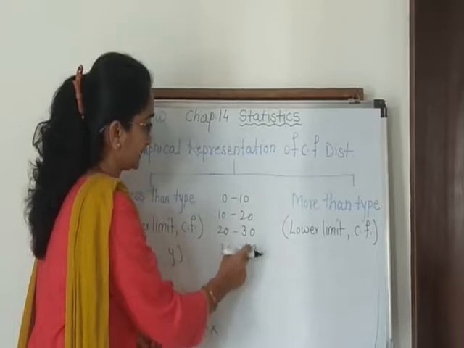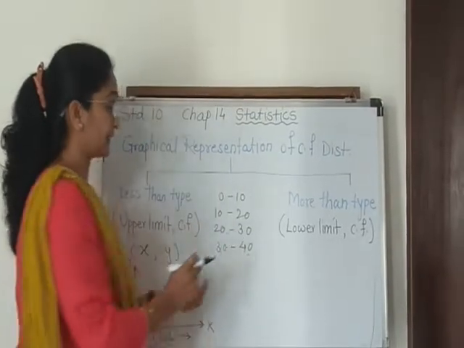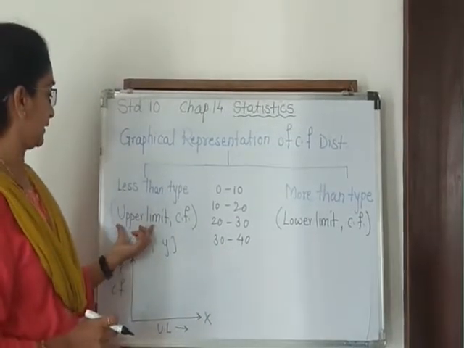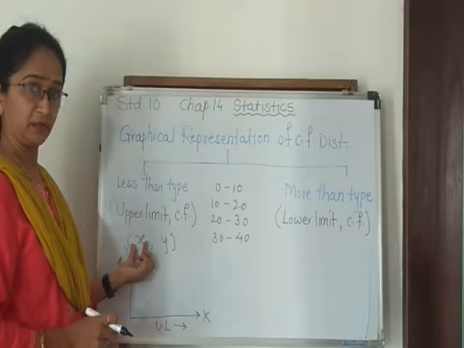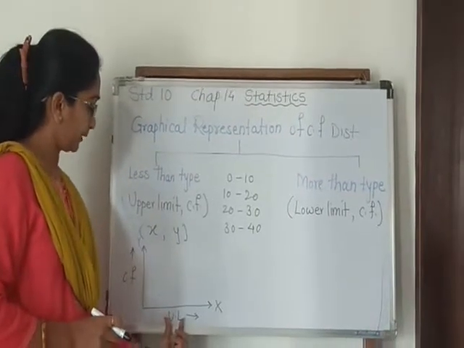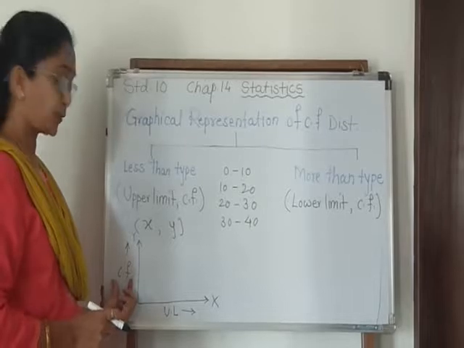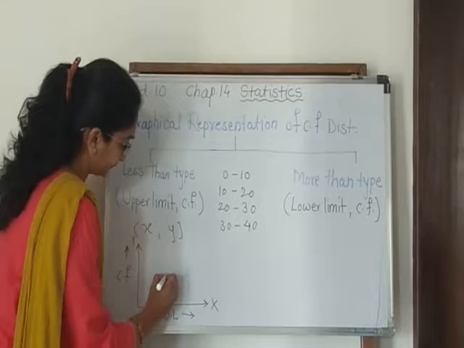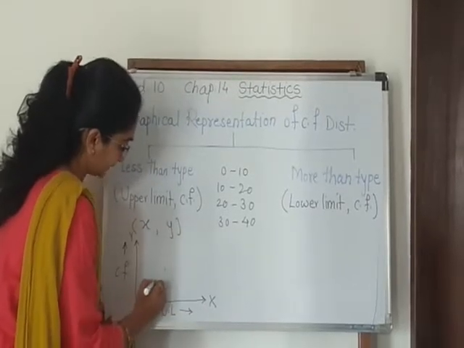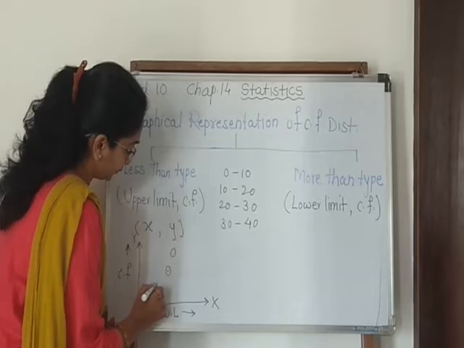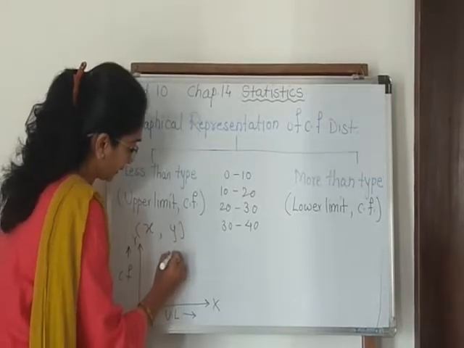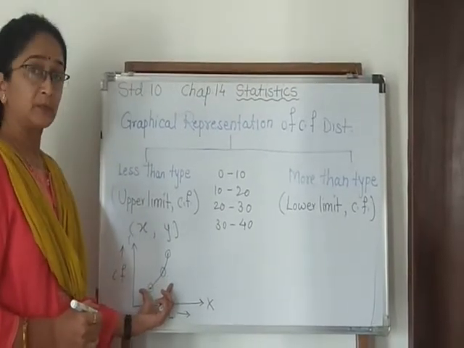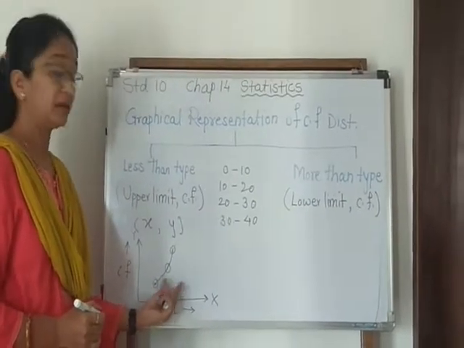That means for the less than type cumulative frequency distribution, we are considering the upper limits of the class interval. And therefore here we consider the upper limit as our x-coordinate. Thus we have to take the upper limit on the x-axis and the corresponding cumulative frequency on the y-axis. Now plot the points with these coordinates. After plotting the points, you join the points by a freehand smooth curve. Then you will get the graph which is cumulated upward.